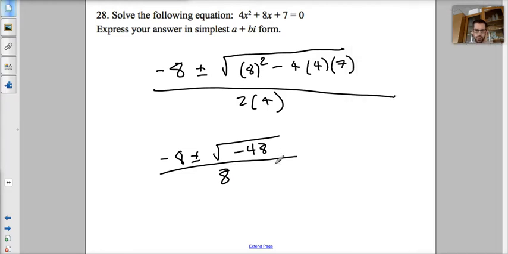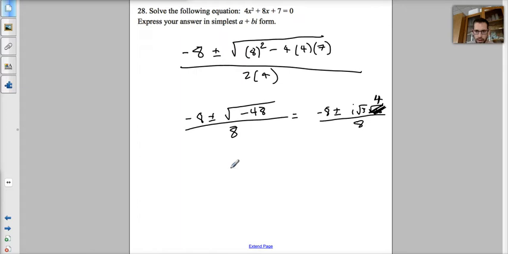Yeah. Okay. So I can rewrite this as negative 8 plus or minus, well, the square root of negative 1 is going to be an i. The square root of negative 48 can break down into the square root of 3 and the square root of 16. All of that will be over 8. The square root of 16 becomes a 4, because the square root of 16 is 4. So I can rewrite this again as negative 8 plus or minus 4i radical 3. All this again is over 8.